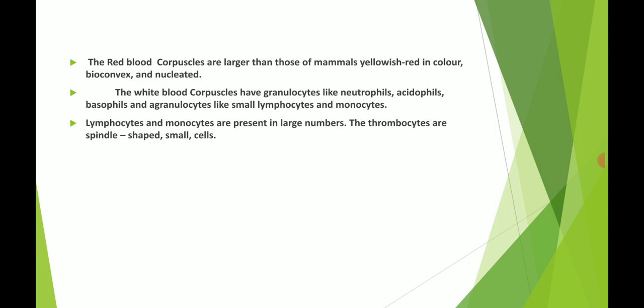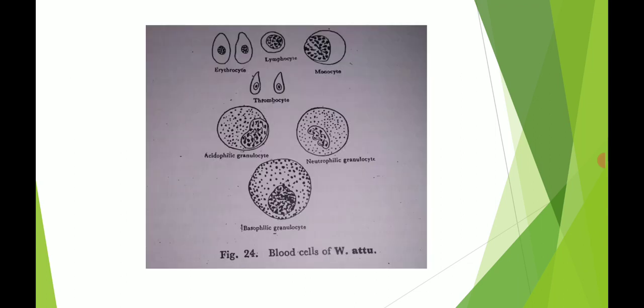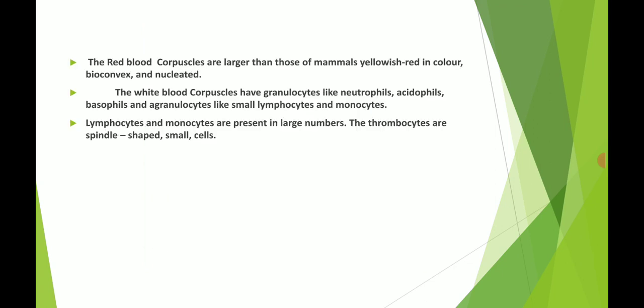The red blood corpuscles are larger than those of mammals, yellowish red in color, biconvex and nucleated. In that we see that in the middle portion a nucleus is present. As compared to the mammalian blood cells, the red blood corpuscles are larger, yellowish red in color, biconvex and nucleated.